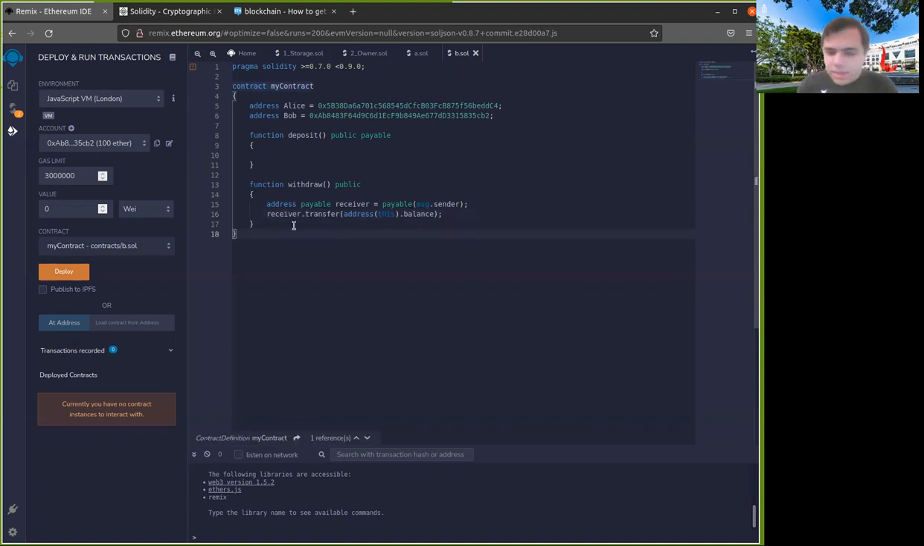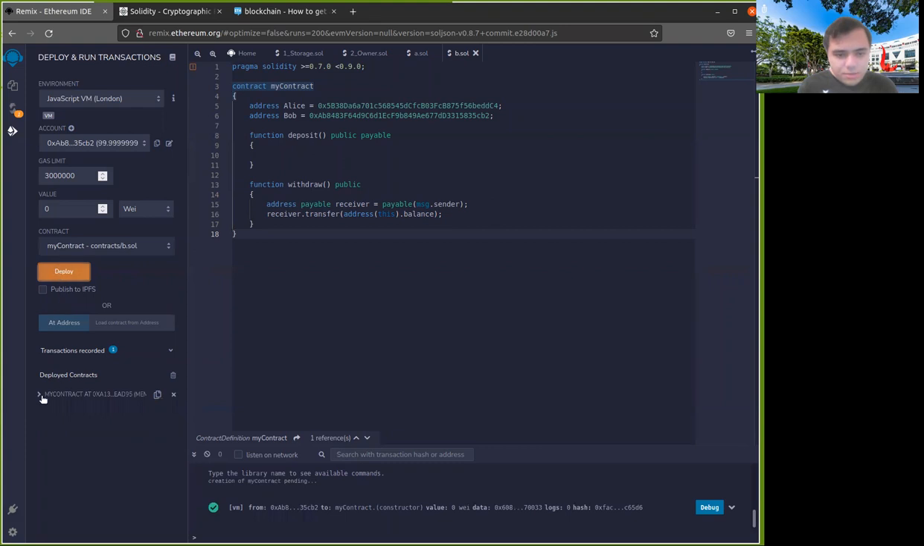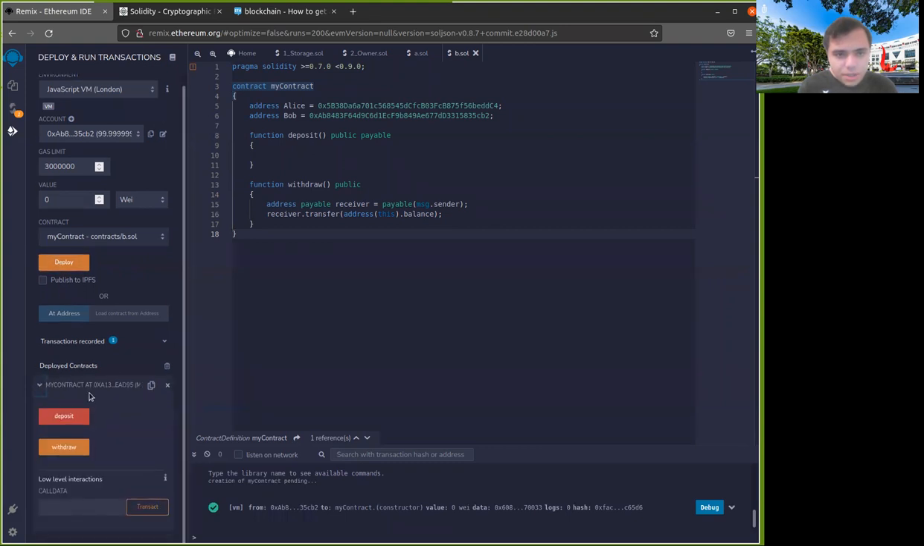Now, this contract is quite silly in its current form, but let's actually put it on the blockchain and just work with it a little bit. So I can do deploy. So this is my contract.